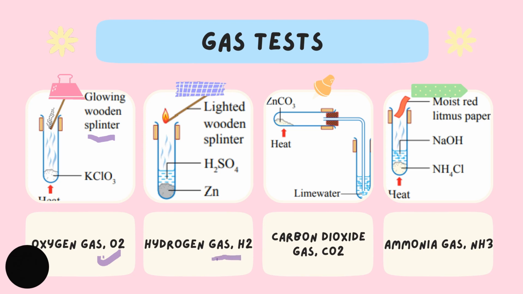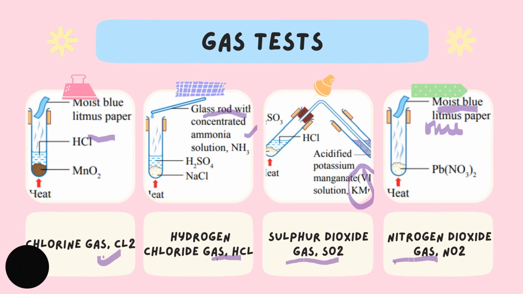For hydrogen gas, lighted wooden splinter. When we bring the lighted wooden splinter to the mouth of the test tube, it will produce a pop sound. Okay, for carbon dioxide gas, when the gas is flowed into lime water, the lime water will turn cloudy. And for ammonia gas, we know that ammonia gas is an alkaline gas. So we use moist red litmus paper. It will turn blue. Moist red litmus paper turns blue.